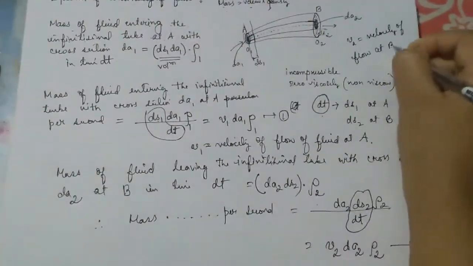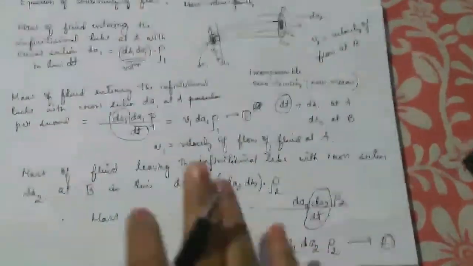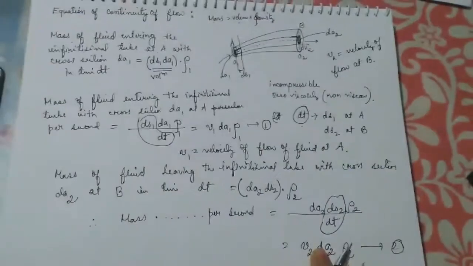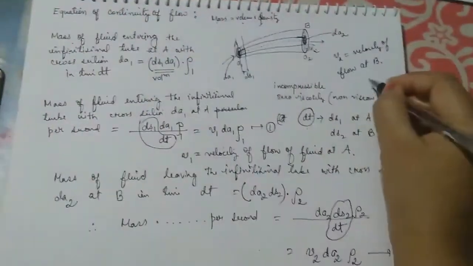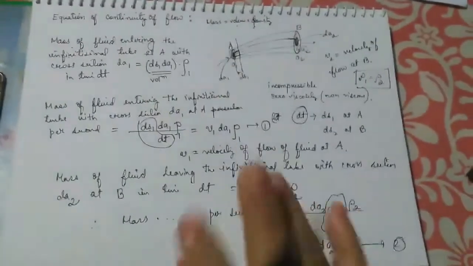flow at B. Now you need to be careful about one thing, that we are considering the same liquid. Same liquid means the density is not going to change from here to here, so there is no use of considering rho 1 and rho 2. So rho 1 is equal to rho 2, because it's the same liquid.